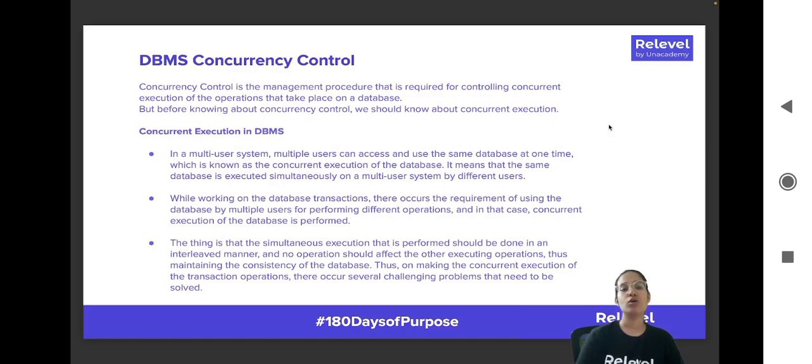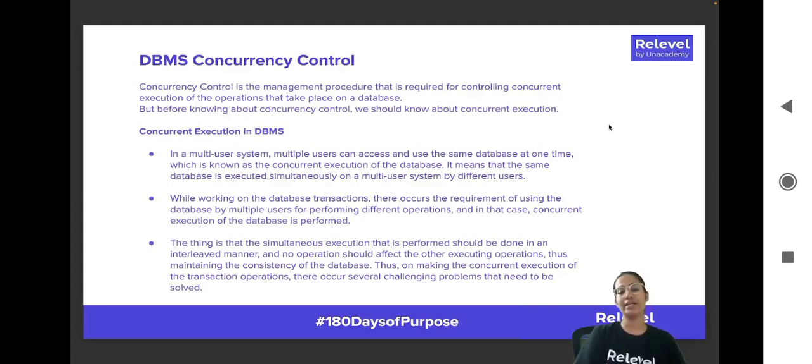But before knowing about concurrency control, we should also know about concurrent execution first. What is the meaning of concurrent execution? In a multi-user system, multiple users can access and use the databases at one time, right? Which is known as concurrent execution of a database. If hundreds of people are accessing a single database at one point of time, it is known as a multi-user system, and this kind of access is known as concurrent execution of the database. It means that the same database is executed simultaneously on a multi-user system by different users.